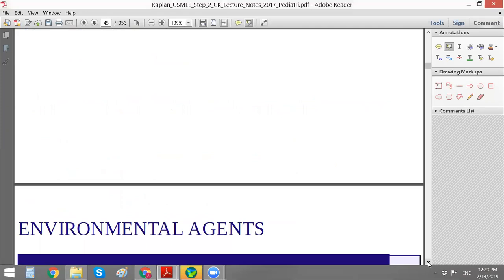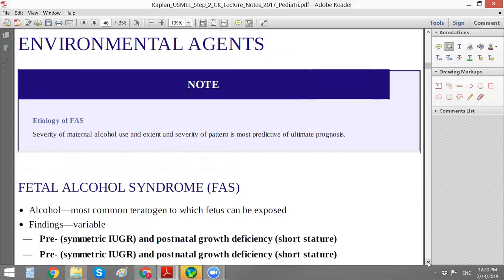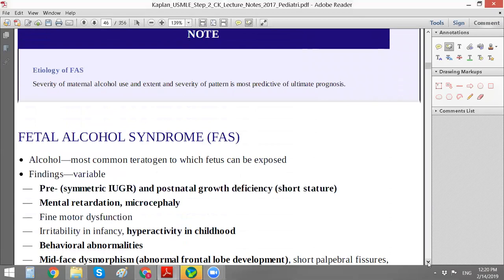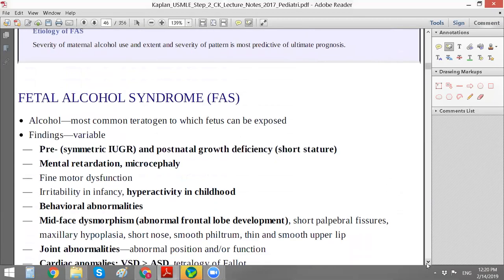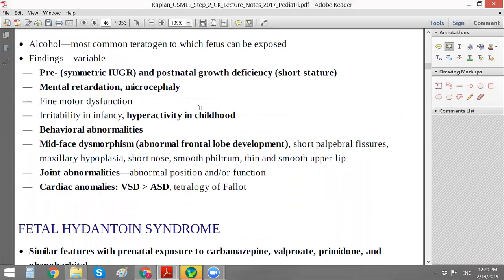Then we come to environmental agents. Etiology of FAS, fetal alcohol syndrome: severity of maternal alcohol use and the extent and severity of the pattern make the ultimate prognosis more predictable. Alcohol is the most common teratogen to which a fetus can be exposed. Findings are variable: symmetric IUGR and postnatal growth deficiency, short stature, mental retardation and microcephaly. This is prenatal, so symmetric happens.